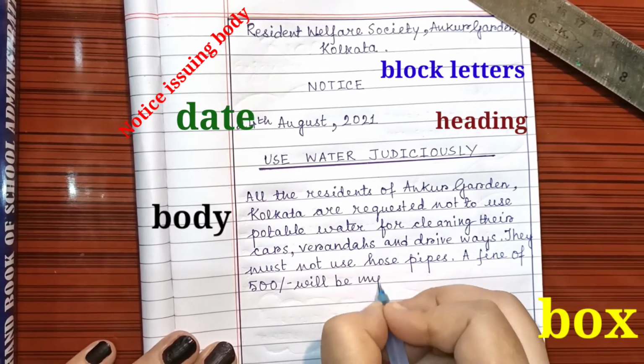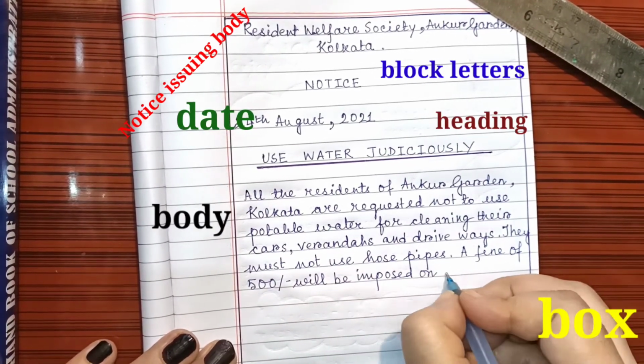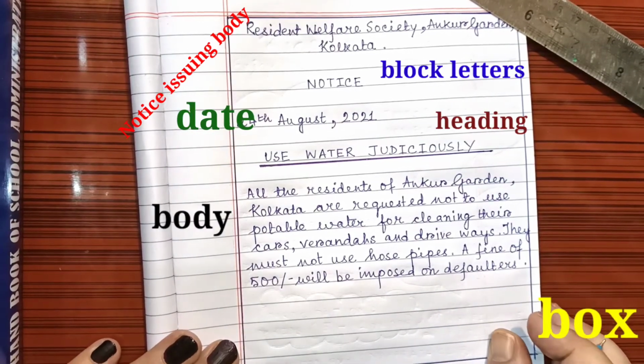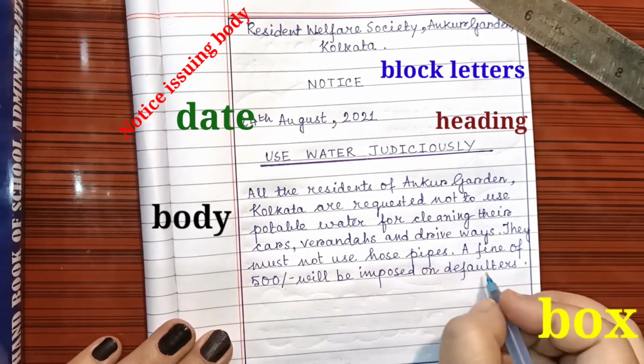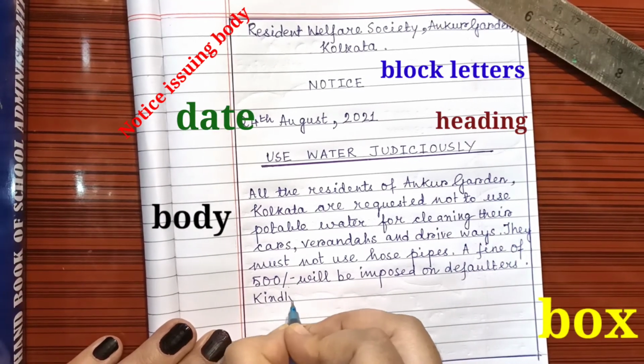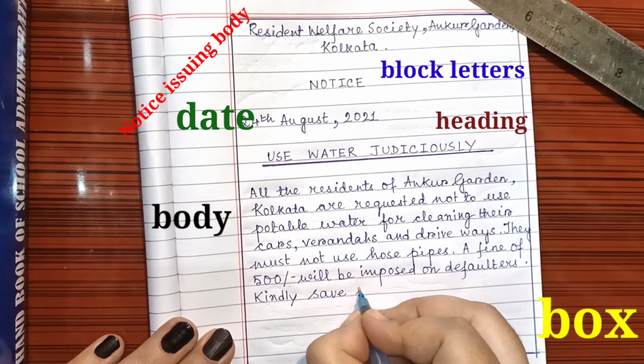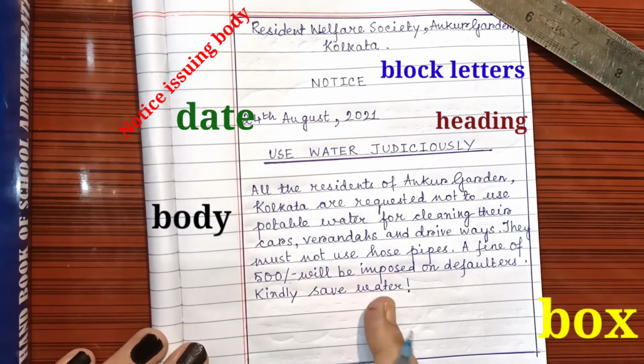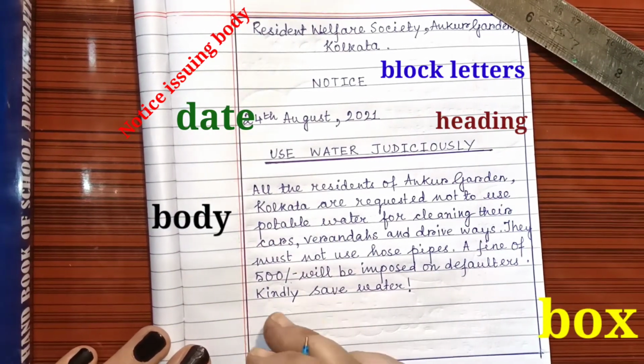All the residents of Ankur Garden, Kolkata are requested not to use potable water for cleaning their cars, verandas and driveways. A fine of 500 rupees will be imposed on defaulters. Kindly save water. See how direct my notice is.